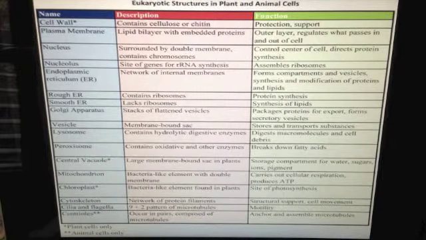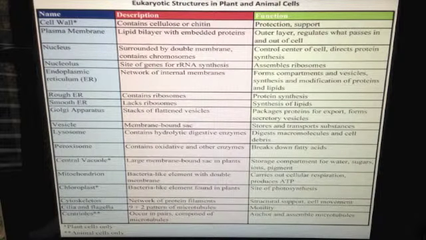Endoplasmic reticulum, or ER, is a network of internal membranes, and it forms compartments and vesicles, synthesis, and modification of proteins and lipids. Rough ER contains ribosomes, and it is used for protein synthesis. Smooth ER lacks ribosomes and synthesizes lipids.